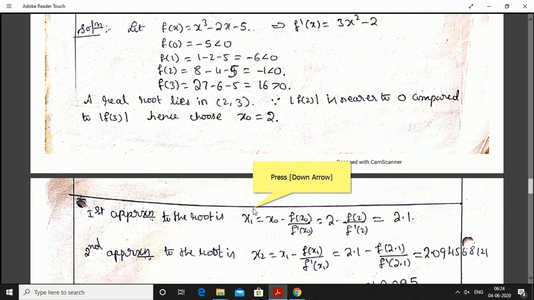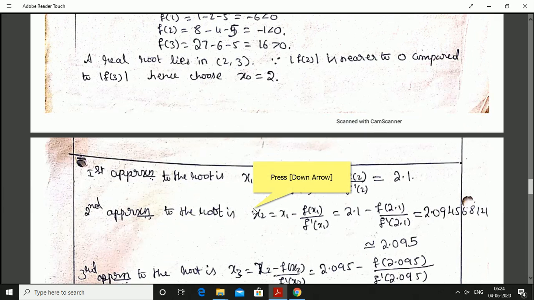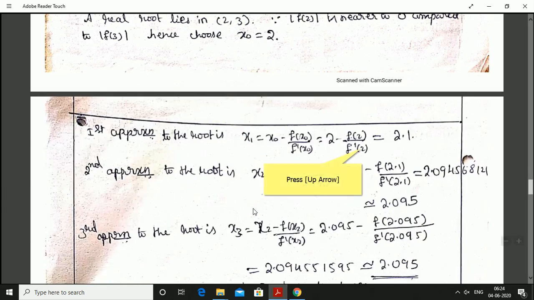Now, the first approximation to the root, x1 is equal to x naught minus f of x naught divided by f dash of x naught. Substitute the values. x naught is 2, so 2 minus f of 2 divided by f dash of 2.